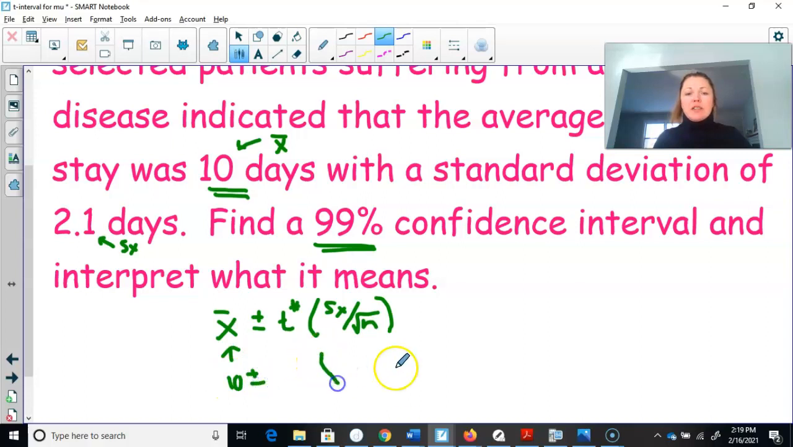We know what our standard deviation is. Our standard deviation is 2.1, divided by the square root of N. We know what N is. That is 35.